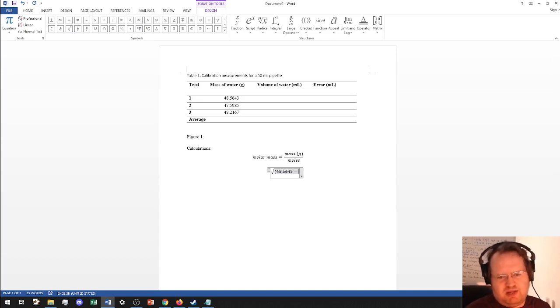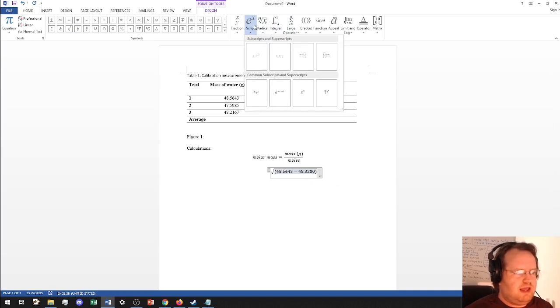48.5643, and then I'm subtracting whatever my average ends up being, which is going to be some number. I haven't calculated it, so I'm just going to say 48 point. I have no idea what that is, so we'll just put in some numbers. And then I need to square that. So I close the parentheses. I can then go up to Script, and I can add something like this, and this will allow me to square things. Or I've got some common ones that I use often.